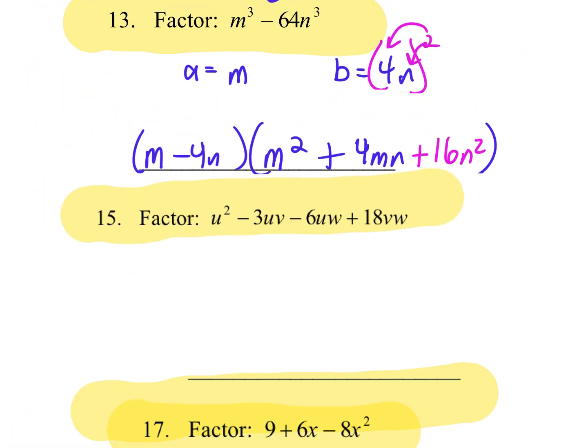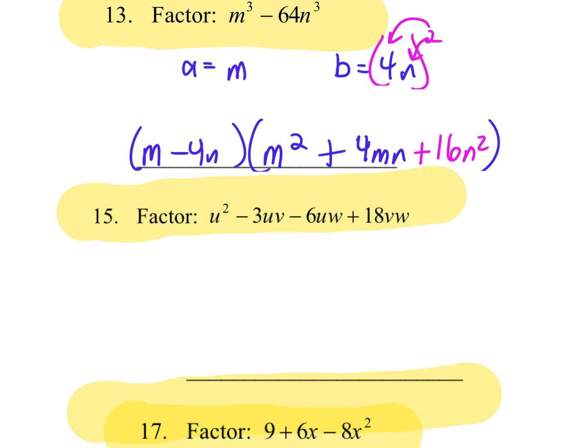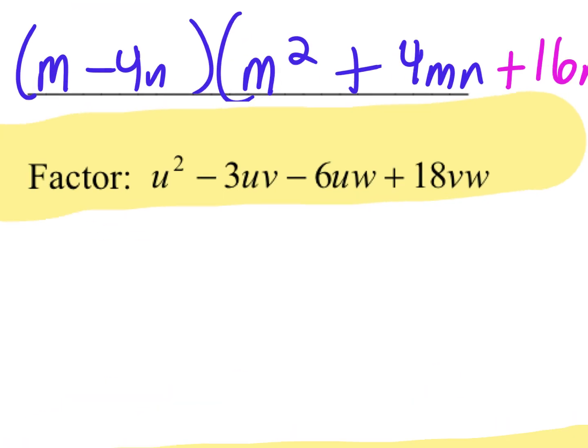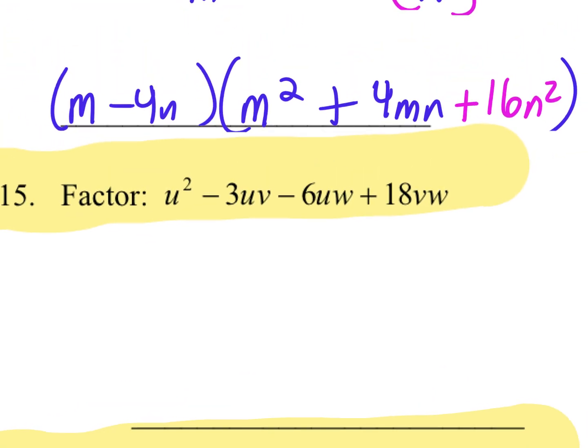All right, 15. GCF. No, okay. 4 terms. When we have 4 terms, how do we start? We group the first 2 and the second 2. Remember, keep that sign with that term. If it's negative, keep it negative.